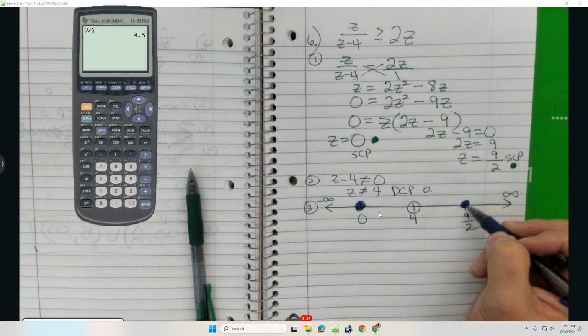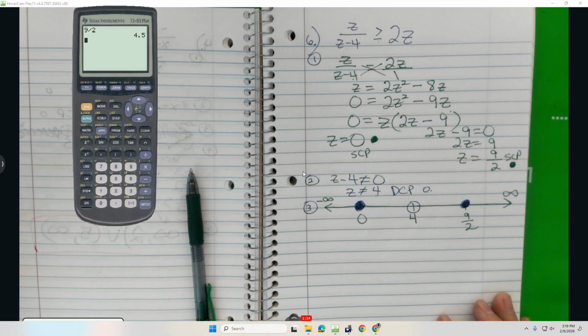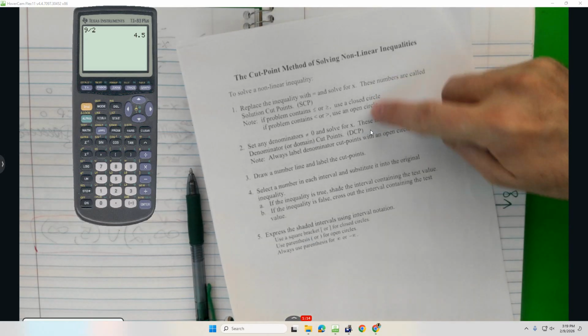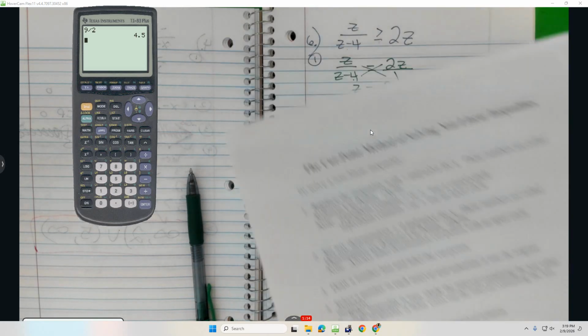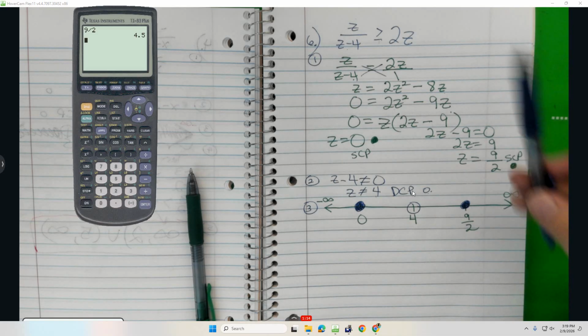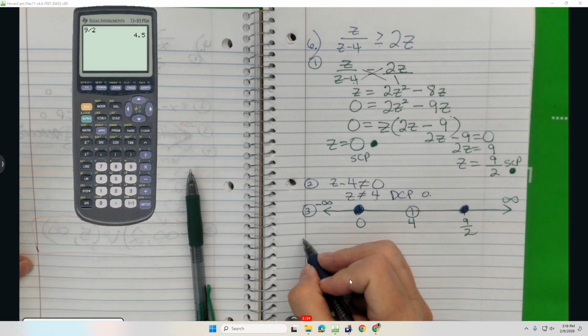The original version of this cut point method, when we saw it the first time, he didn't tell you this part about how to label them. All he said was plug in every cut point and decide if it's true or false. If it's true, closed circle, false, open. We've already said it's going to alternate. We didn't get any perfect square factors, so we only have to test one interval.